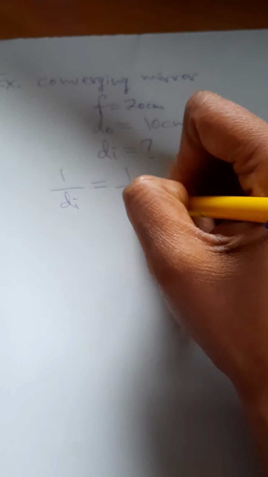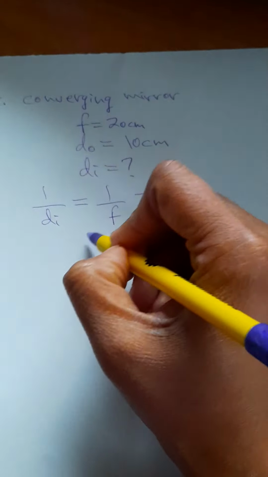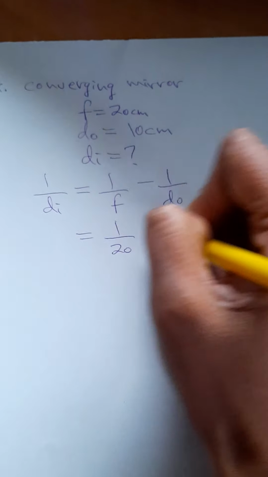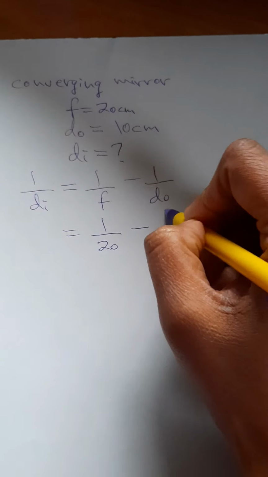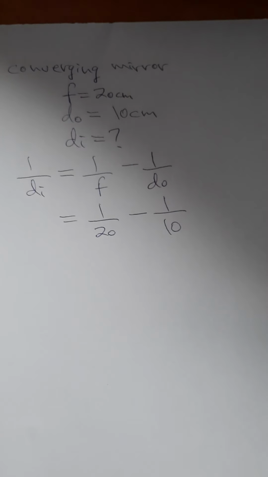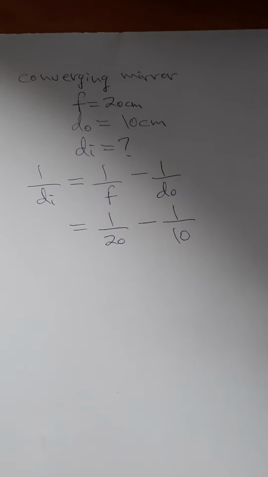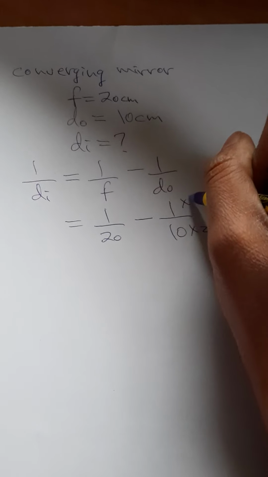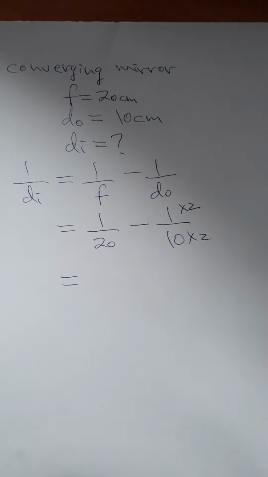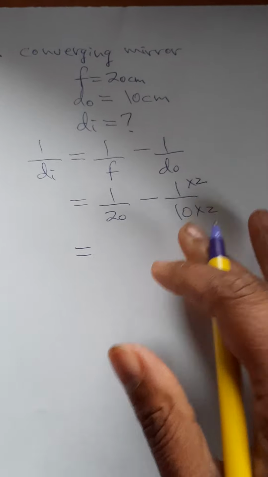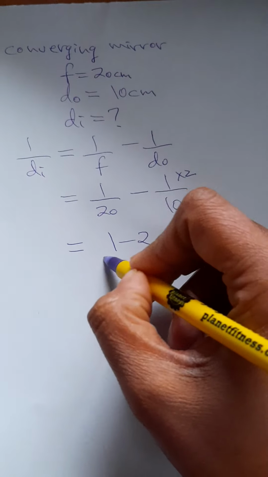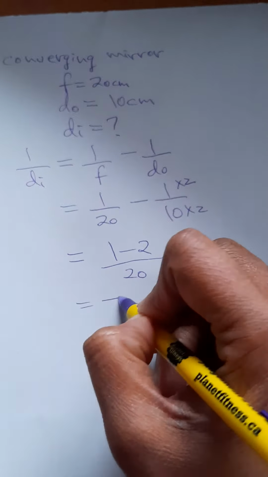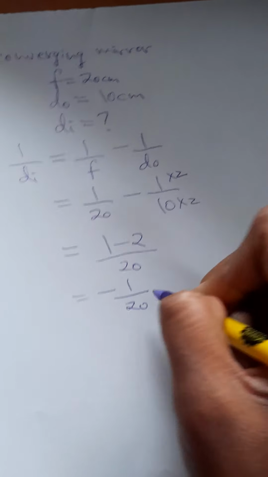I'm just going to write out the equation that we wrote before. It's going to be 1 over f minus 1 over do. And you're just going to plug it into this formula here. So we're going to do 1 over 20 minus 1 over 10, which looks quite similar here. We're going to times this by 2 times 2. So in this case, it's going to be 1 minus 2 over 20. So it's negative 1 over 20.